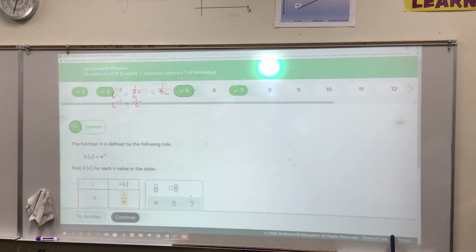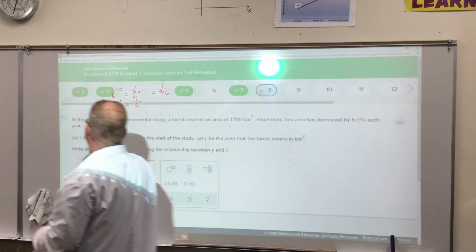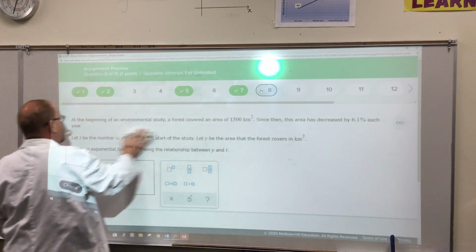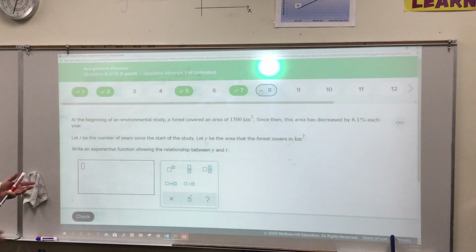Table. Writing an equation that models exponential growth or decay. Okay, here's another one. And this is all review, kids. This is all, we've done this before. In fact, I just took an assignment that you had done back in December and just went through it, and so I'm showing you once more.